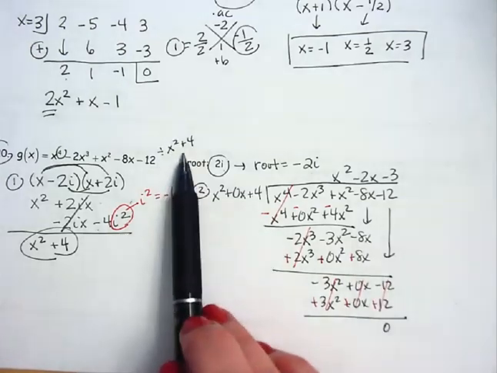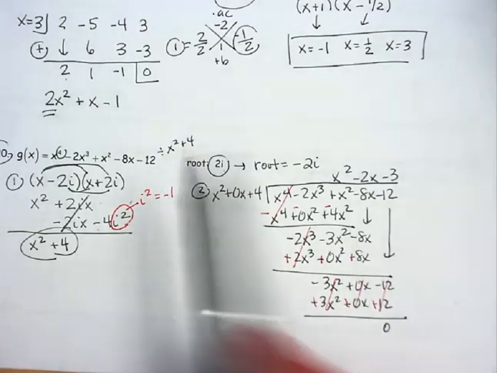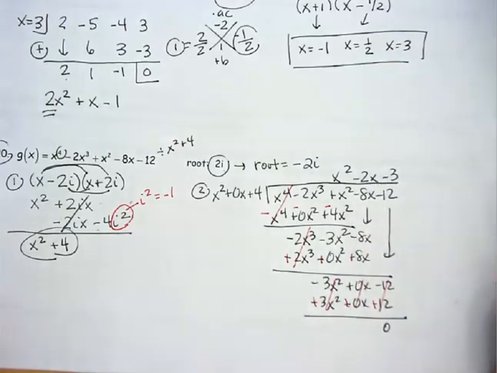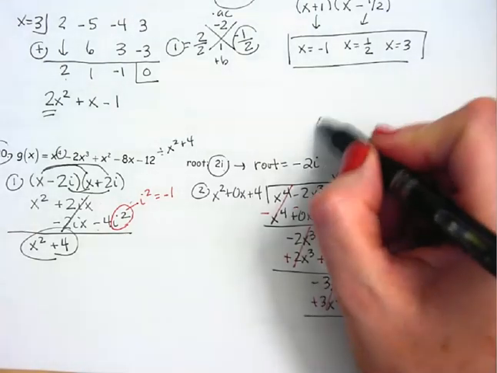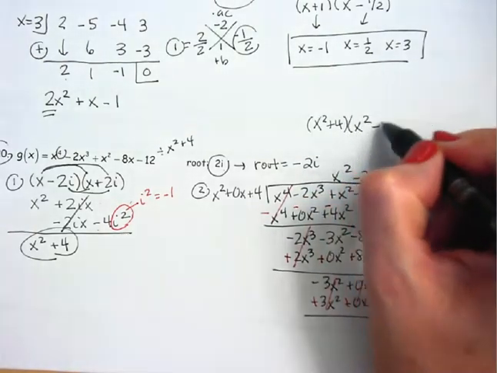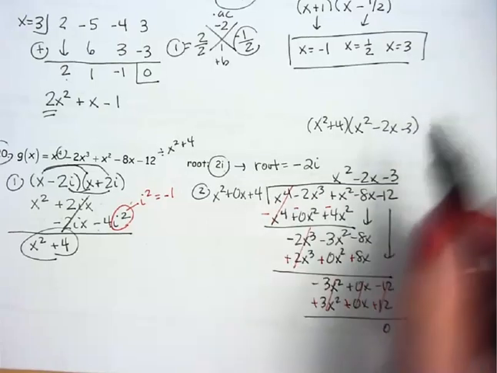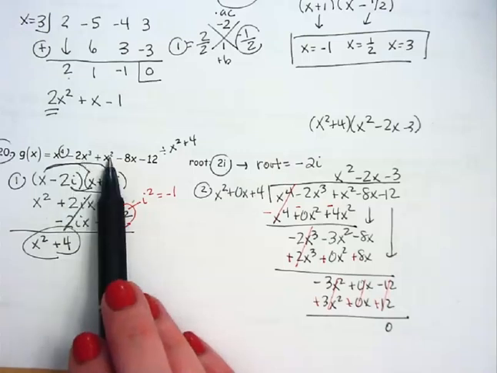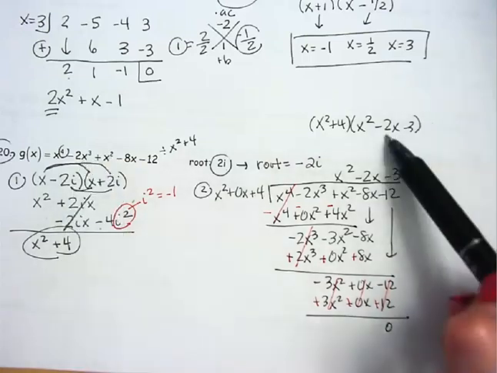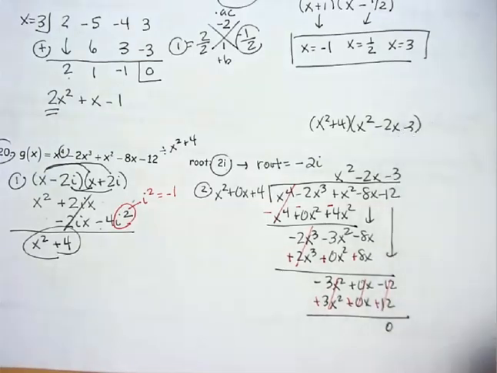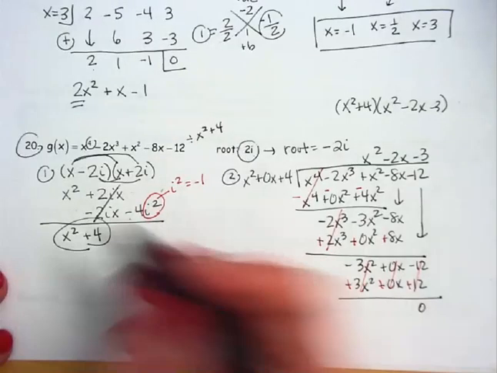All right, so you'll see I have a remainder of 0, which means my math was probably good, because we already knew that x squared plus 4 was a factor. So now I have this, x squared minus 2x minus 3. So I've got x squared plus 4 is a factor, and x squared minus 2x minus 3 is a factor. If I multiplied these two things together, I would get this polynomial. So now I have this trinomial, and I'm going to try and factor that, because remember, our goal was to get all the roots.